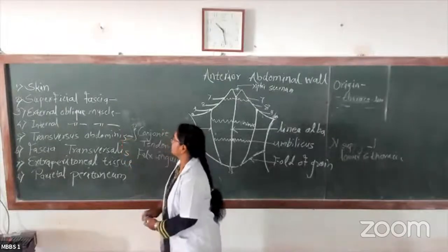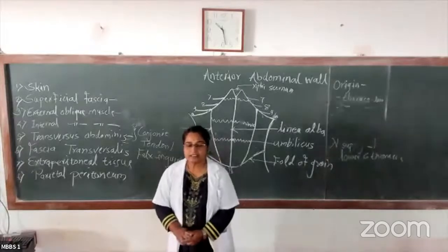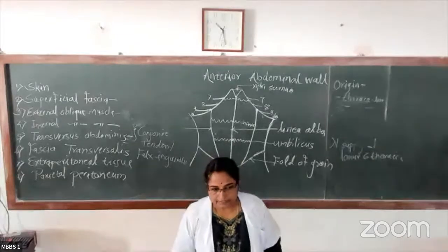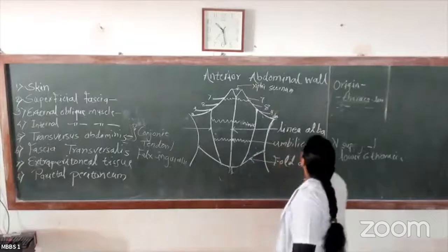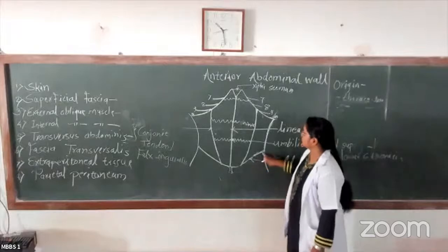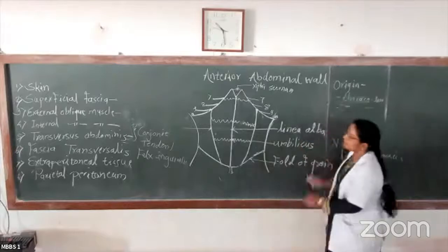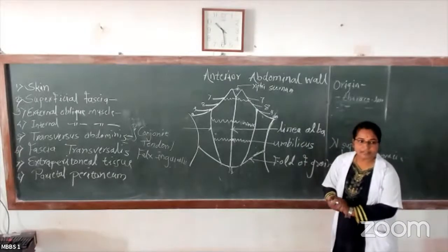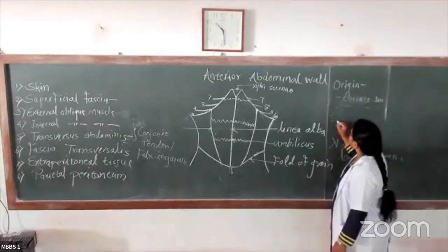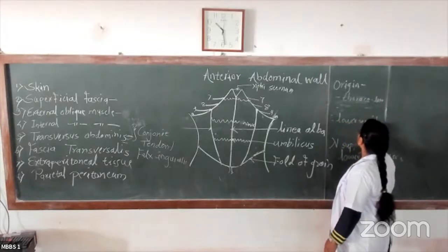Now the third flat muscle is the transversus abdominis. As the name suggests, the fibers of this muscle run transversely or horizontally. The origin of this transversus abdominis is the lateral 1/3 of the inguinal ligament, then the anterior 2/3 of the inner lip of the iliac crest, then the thoracolumbar fascia and the lower 6 ribs with costal cartilages.